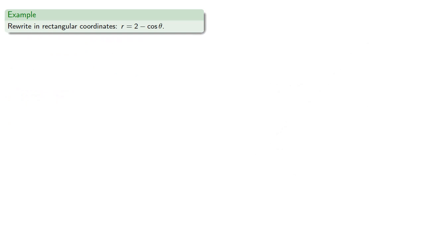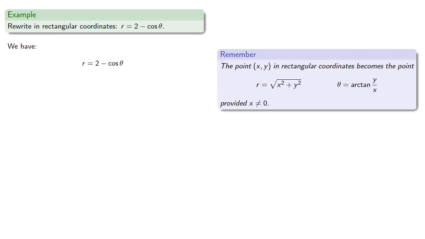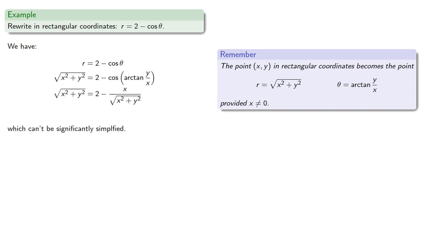So, for example, let's try to rewrite in rectangular coordinates r equals 2 minus cosine theta. And so we have, substituting, and we can't significantly simplify this equation.